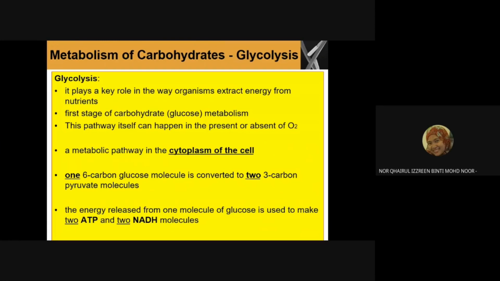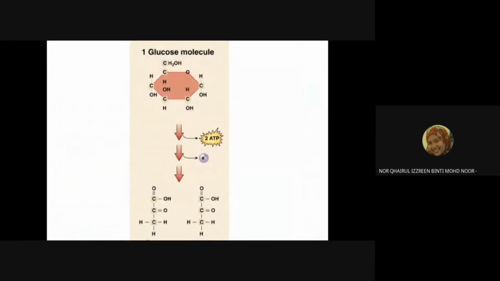And then towards the end of glycolysis, pyruvate is formed. We are going to look into what happens to this pyruvate, which is the fate of pyruvate. And this is the glucose molecule. You can see glucose has 6 carbon atoms. It will produce 2 ATP, and at the end it will produce 2 pyruvate molecules from one molecule of glucose.